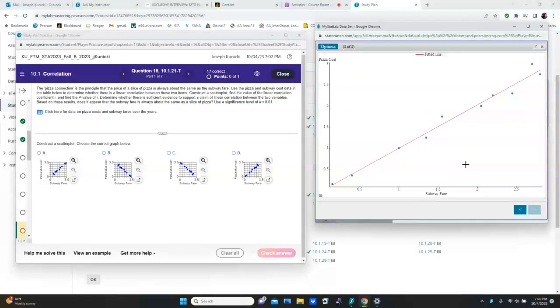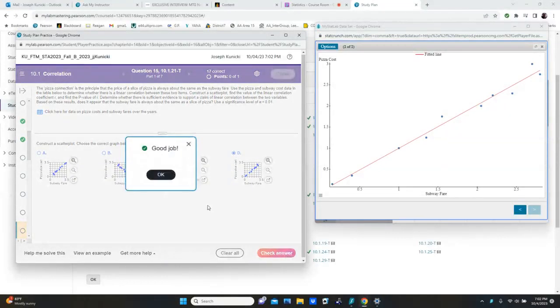So it looks to me like D. I think D is the one. Obviously B and C it can't be. I think A and D are just upside down of each other, so it's got to be D. That's the correct one. All right.